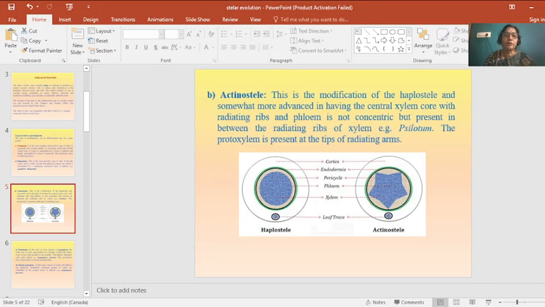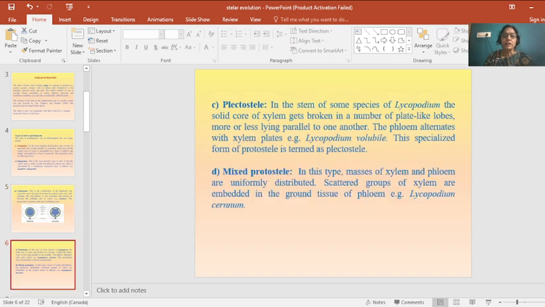The second type of the protostele is known as the actinostele. In this modification, there is a central xylem core which has radiating ribs, and phloem is not concentric but present between the radiating ribs of the xylem. The protoxylem is present at the tip of the radiating arms.